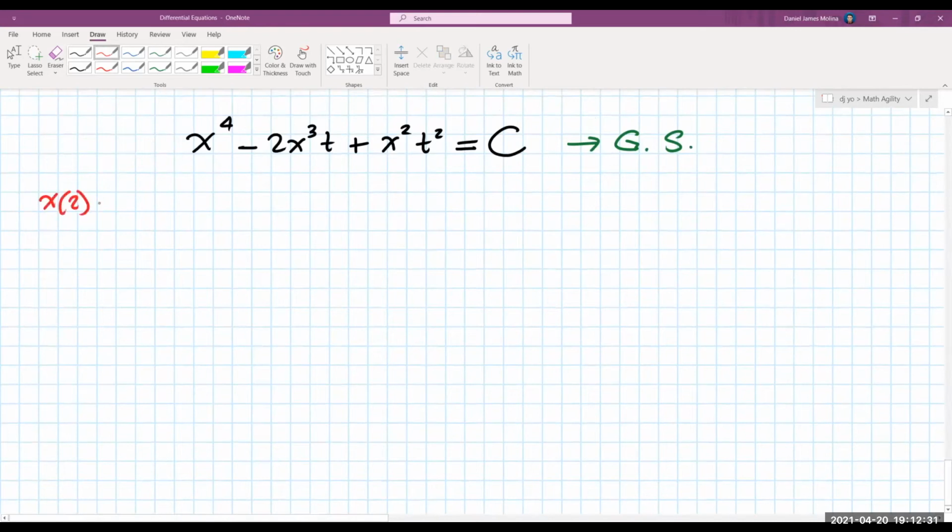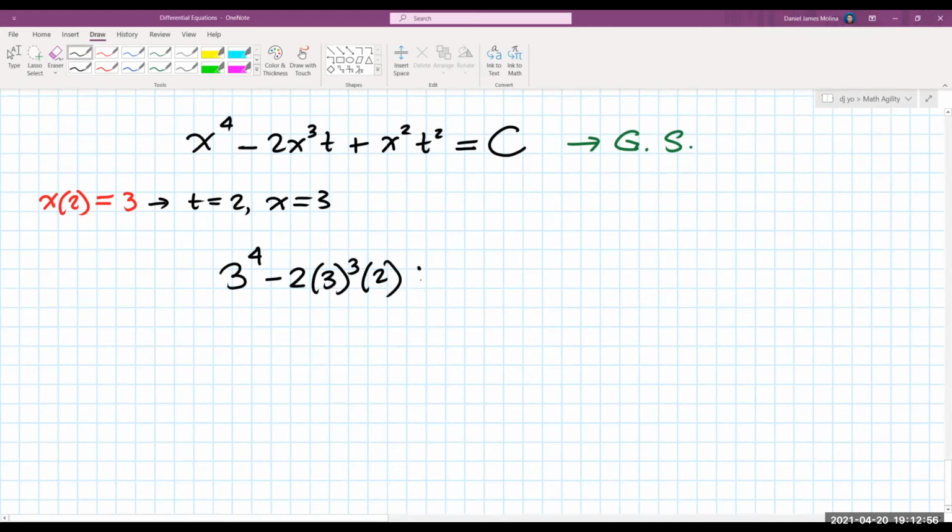Here we have x of 2 is equal to 3. So we'll substitute t equal to 2 and x equal to 3 so that we can solve for the arbitrary constant. We have 3 raised to 4 minus 2 times 3 cubed times 2, plus x squared, we have 3 squared, and t squared, we have 2 squared, that is equal to c. Solving for the arbitrary constant c, we have the value 9.